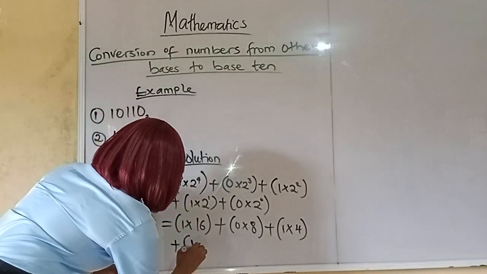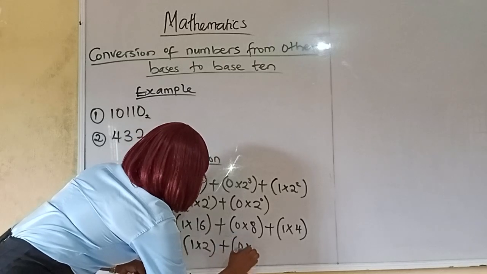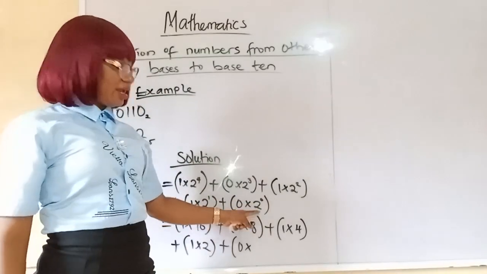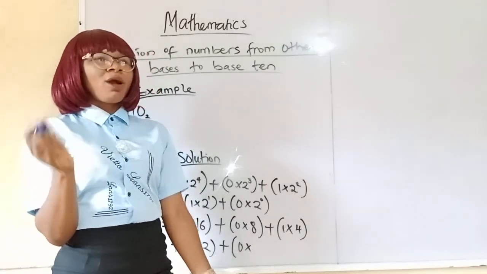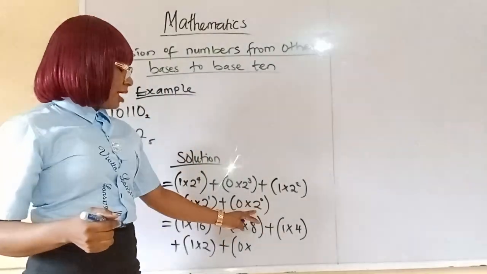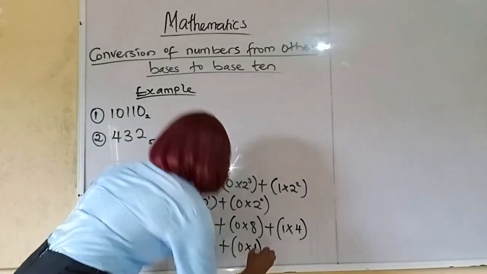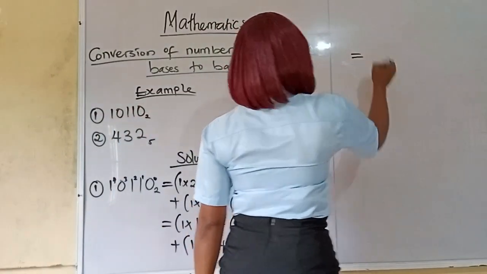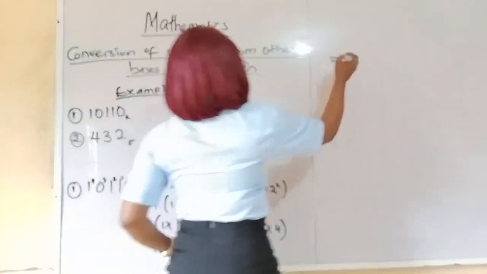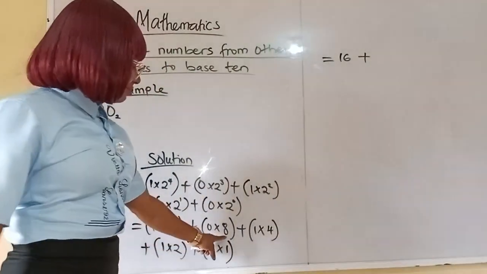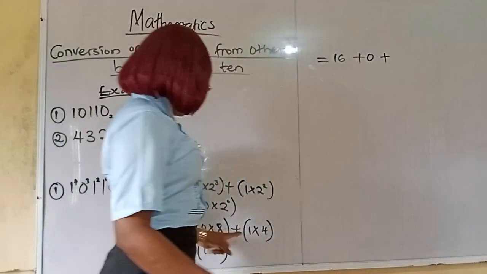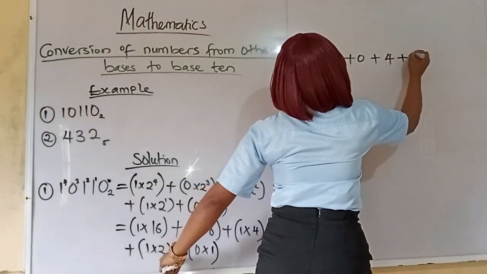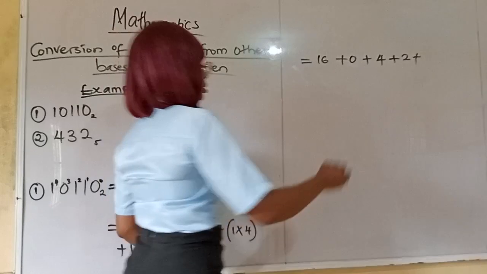the fourth bracket, 1 times 2 plus 0 times 2 raised to the power of 0. That brings us to a very important law in mathematics: any number raised to the power of 0 is considered as 1. It is a law which we might prove later on, but for now, any number raised to the power of 0 is 1. We still go on to simplify further. This is equal to 1 times 16 is 16, plus 0 times 8 is 0, plus 1 times 4 is 4, plus 1 times 2 is 2, plus 0 times 1 is 0.